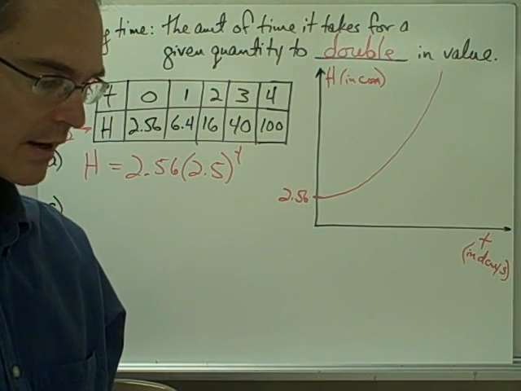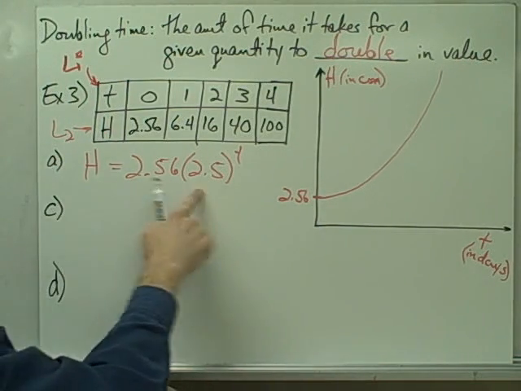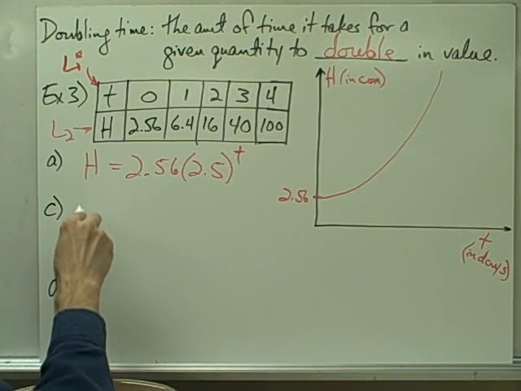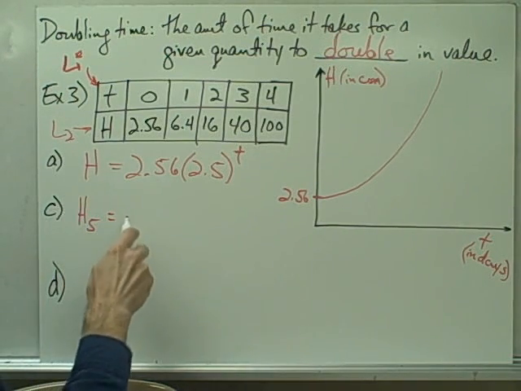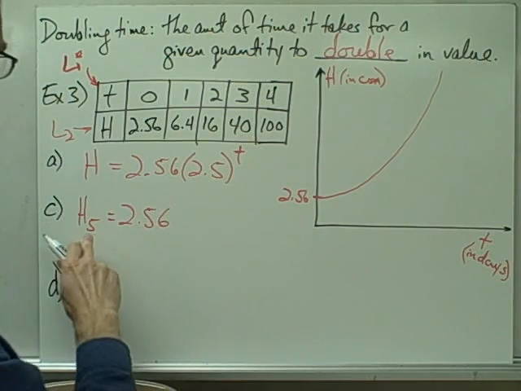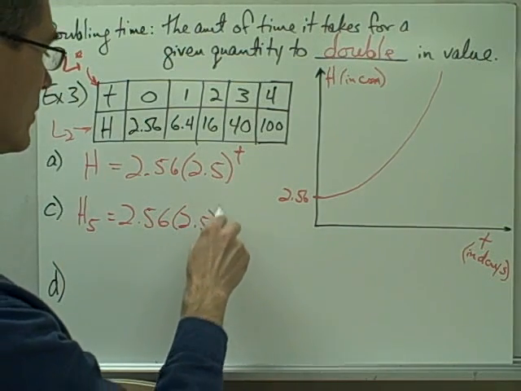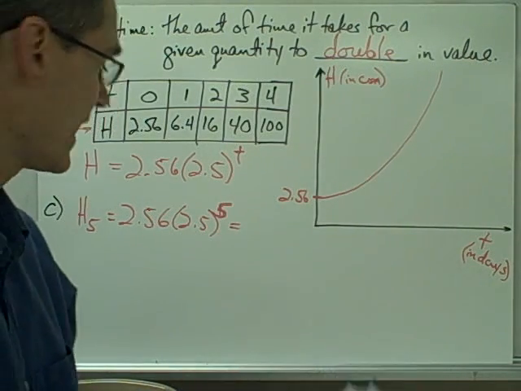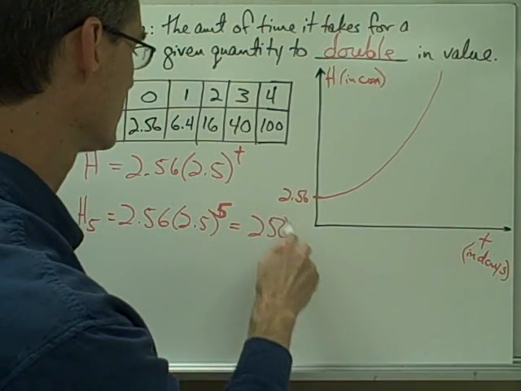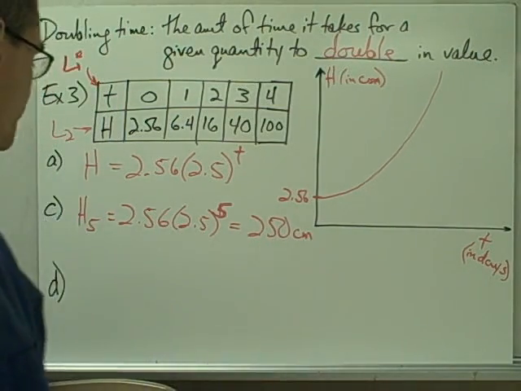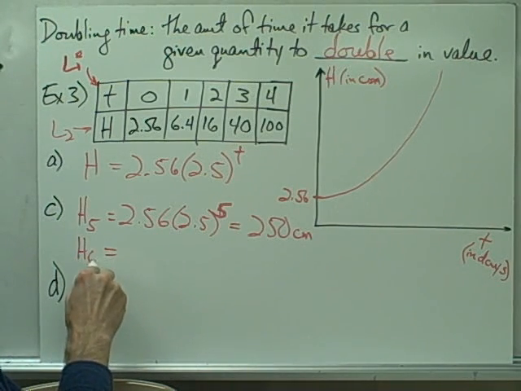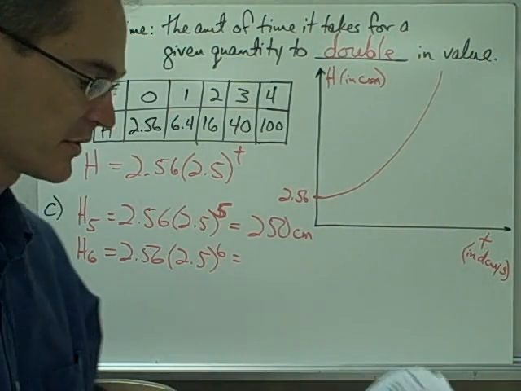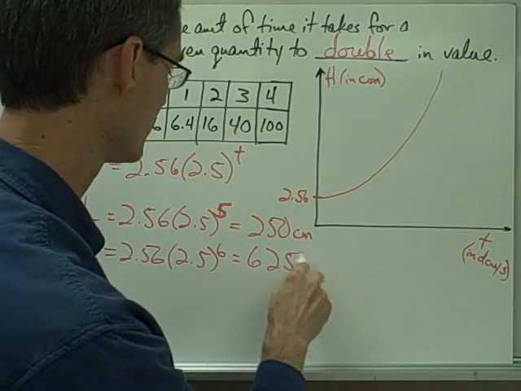What would the height of the plant be on the 5th day? Well, I have an equation here. I have a function that gives me the height of the plant for any value of t. This is just asking me what would be the value of the height on the 5th day. Well, I just take t equals 5 and plug it into my equation, and that tells me that on the 5th day my plant is going to be 250 centimeters tall. What is going to be the height of the plant on the 6th day? Well, I just enter that into my equation, 2.5 to the power of 6, and that gives me 625 centimeters.